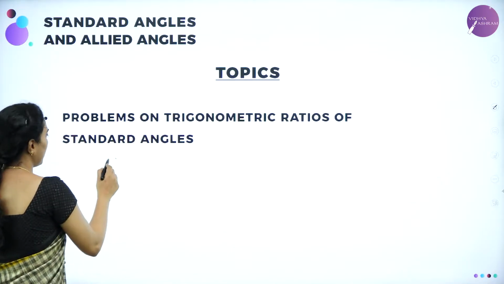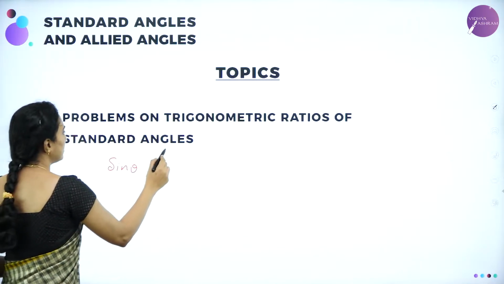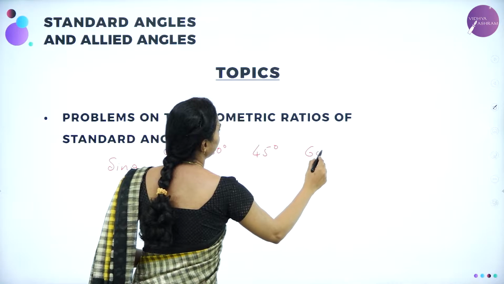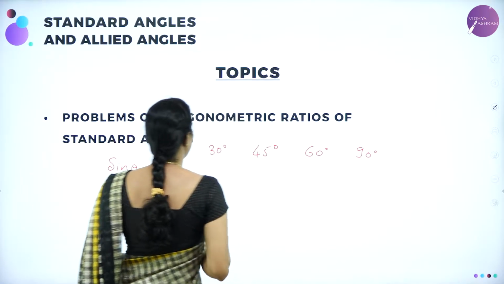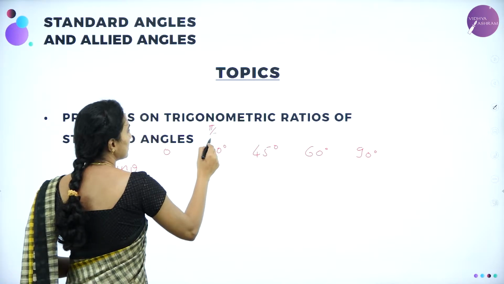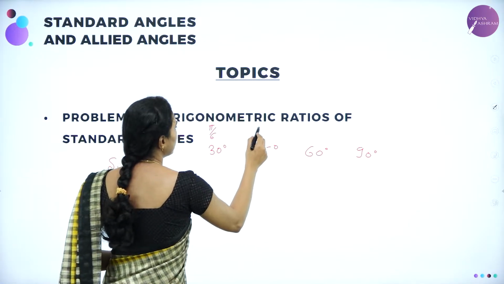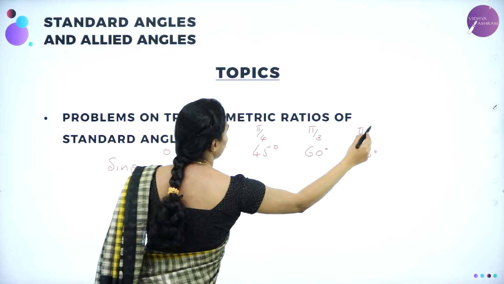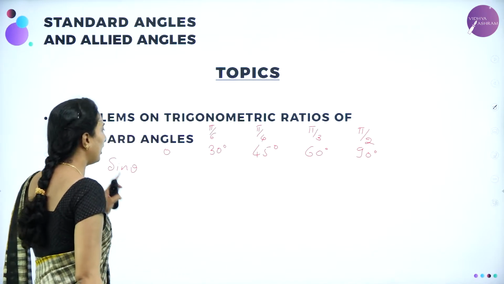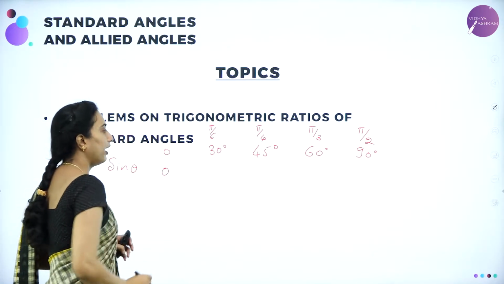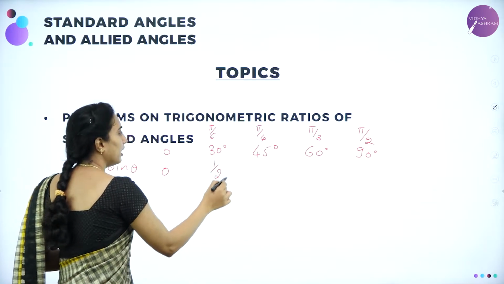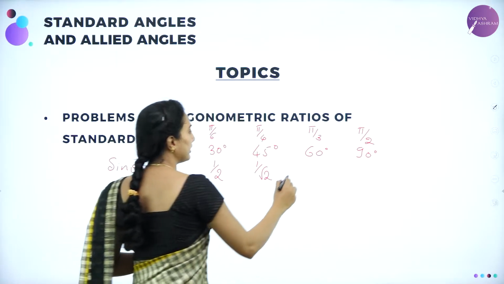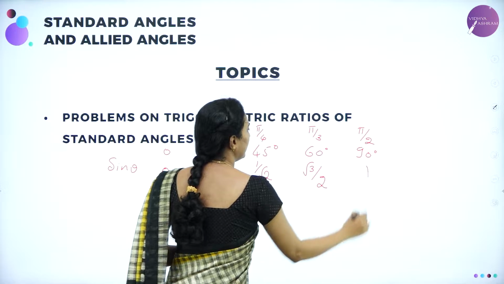For example, I am going to take sine theta at 0 degree, 30 degree, 45 degree, 60 degree, and 90 degree. This can also be represented in the form of radians: 0 degree means 0 radian, then pi by 6, pi by 4, pi by 3, and pi by 2, right? So here sine 0 degree value is always 0, and sine 30 degree is 1 by 2, and sine 45 degree is nothing but 1 by root 2. Similarly, sine 60 degree is nothing but root 3 by 2, and sine 90 degree is 1.